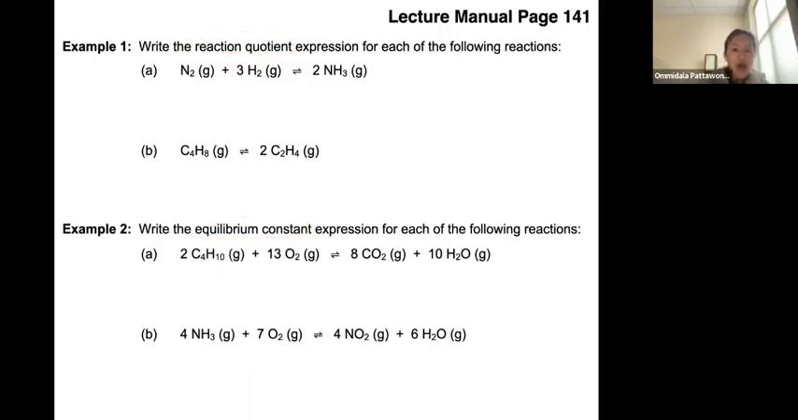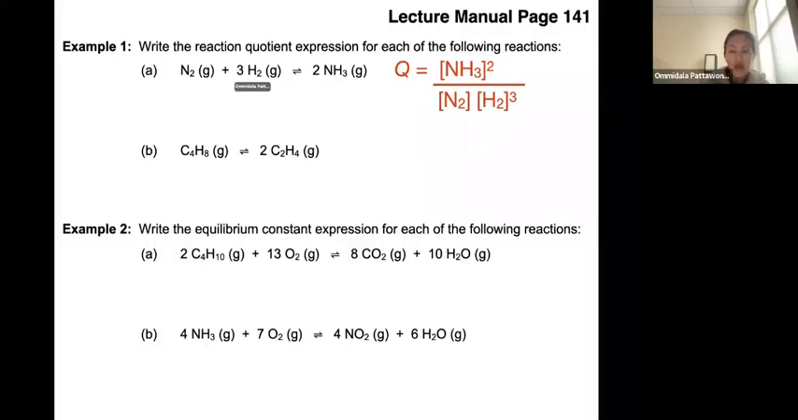Okay, so example 1. In order to write out a reaction quotient, we are going to start with Q, right? So it's going to equal the products. It's going to be the concentration of ammonia raised to its coefficient, so it's going to be squared, divided by the concentration of nitrogen, multiplied by the concentration of hydrogen cubed, because of that coefficient.